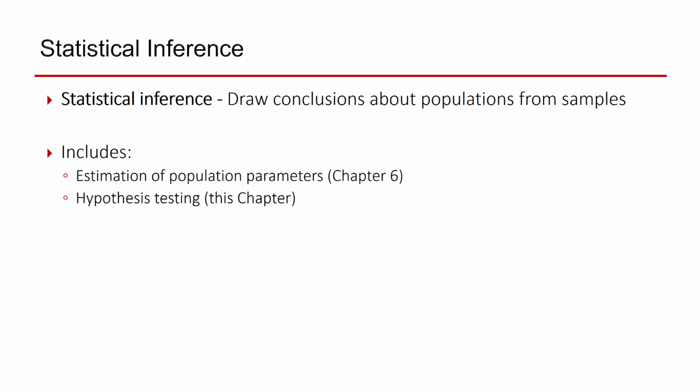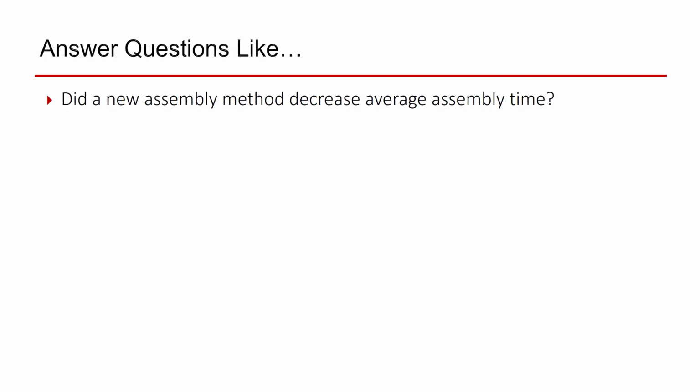All right, so statistical inference allows us to infer something about the population from a sample. It includes confidence intervals, which we've already covered in chapter 6. That is where you estimate a population parameter with a range of values. And it also includes hypothesis testing, which allows you to make a decision about the population parameter.